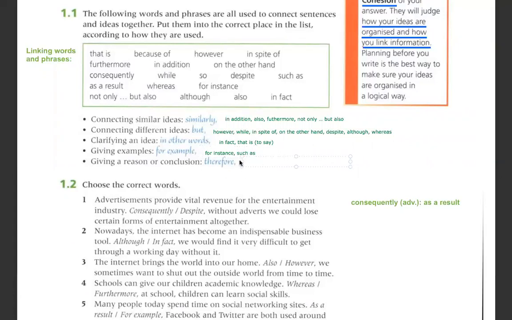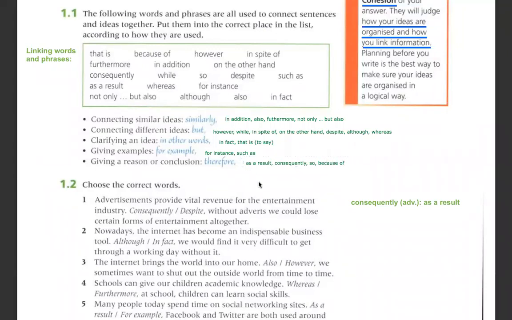And the last one is for reaching a conclusion. So the most common word is therefore. What else could we use? As a result, consequently. If you don't know the word consequently, please write it down. One more, two more. So is similar to because. We can use it in a similar way. So because of is one as well.